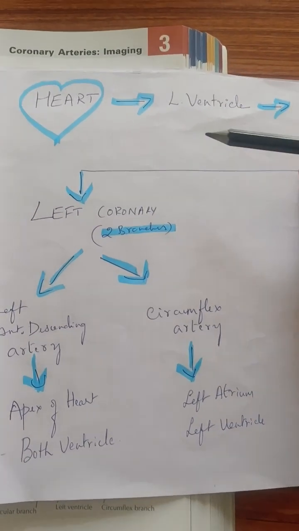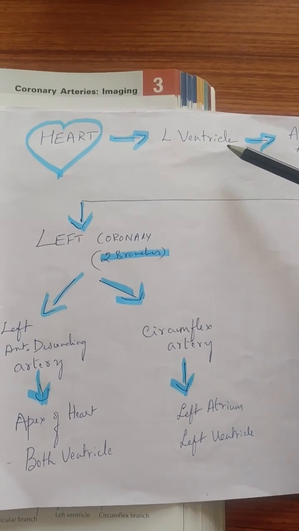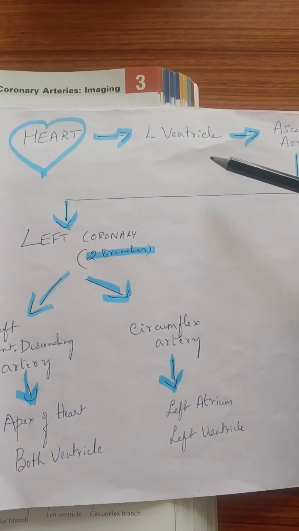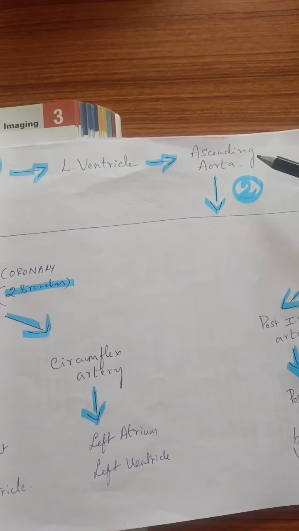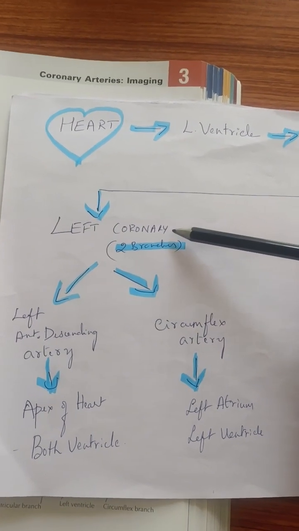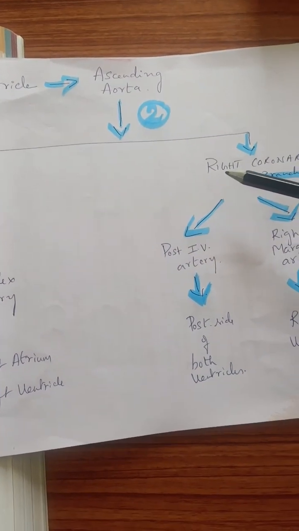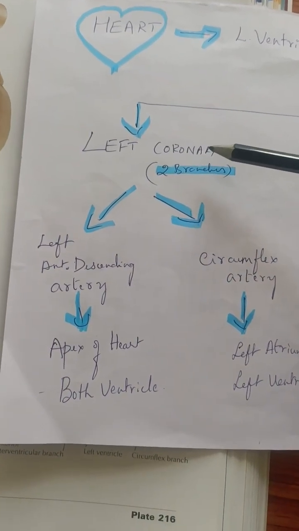Hello everyone, this topic is about the blood supply of the heart. So, you know that from the left ventricle, the ascending aorta arises and it gives two branches. One is the left coronary, the other one is right coronary. So, let's start with the left coronary branch.